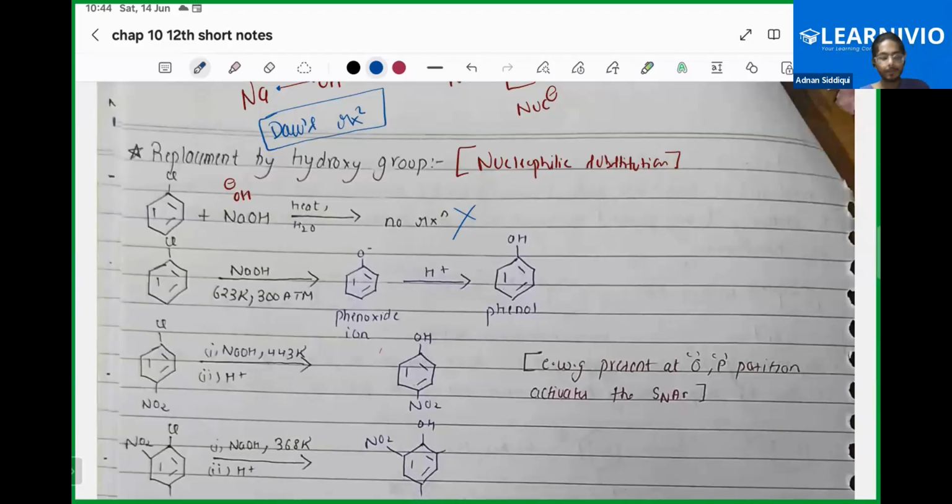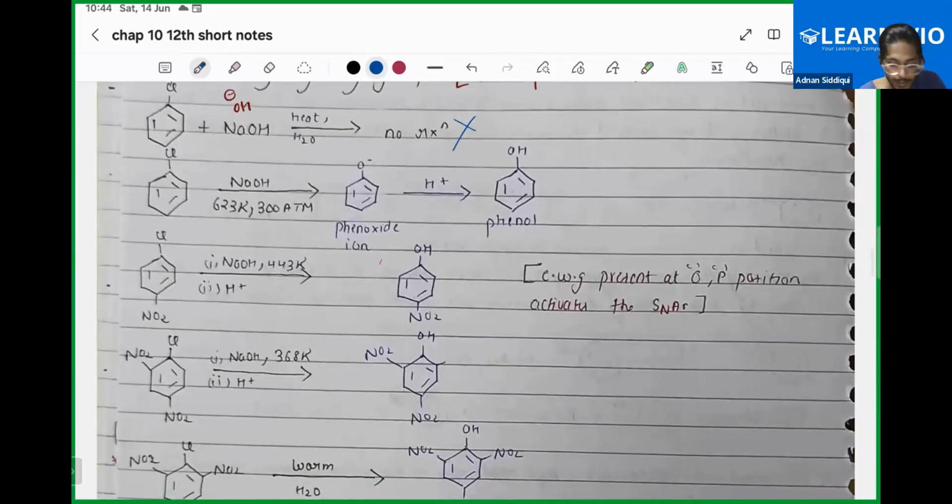How will the reaction proceed? First, it will create a phenoxide ion. Why? For now, you can take it as being in the presence of base. NaOH is a base or not? Sir, it is a base.